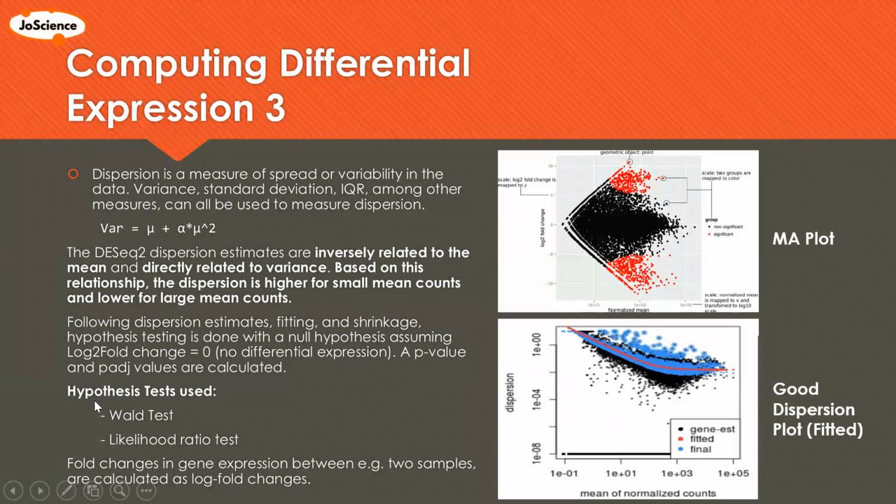We have talked about the different hypothesis tests used, including the Wald test and the likelihood ratio test, to calculate a p-value for each particular gene. And these tests are linked to chi-squared statistical testing.